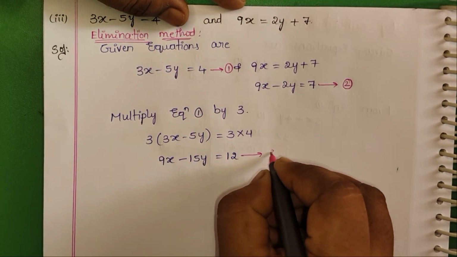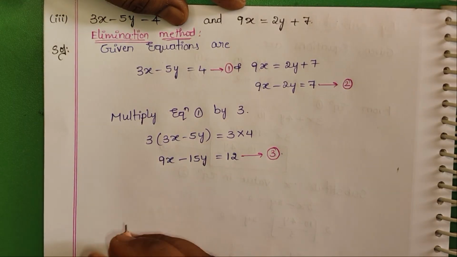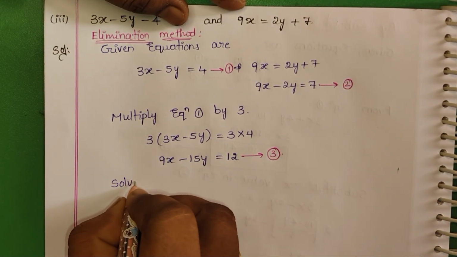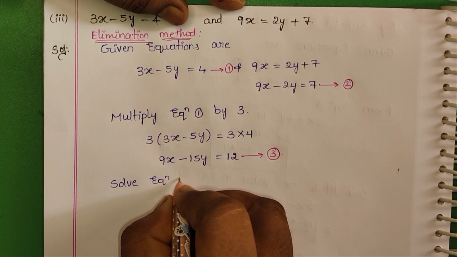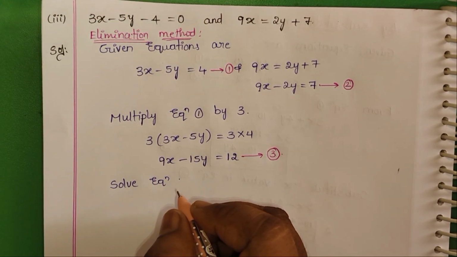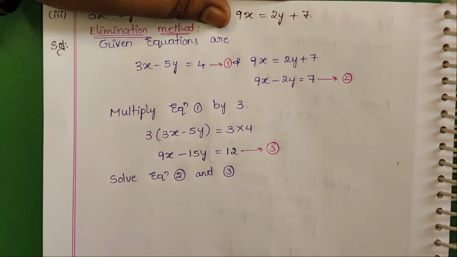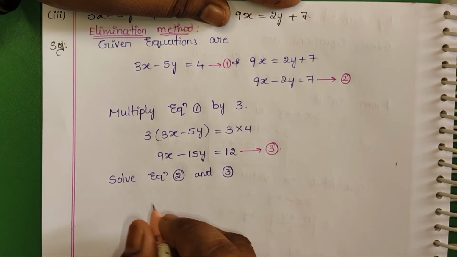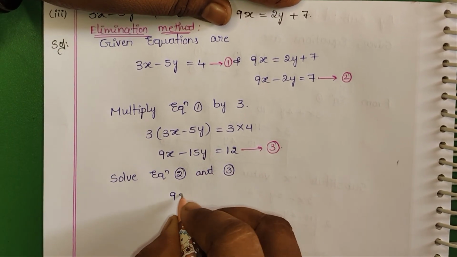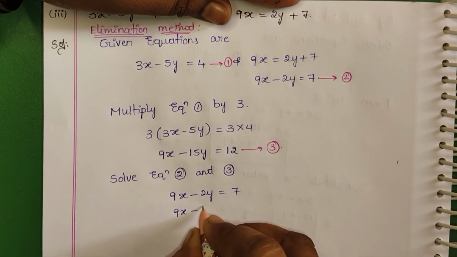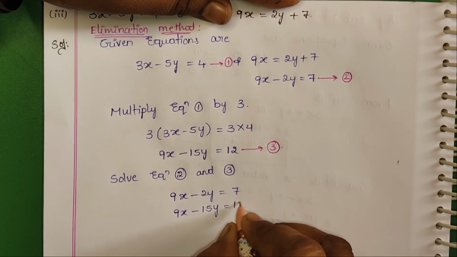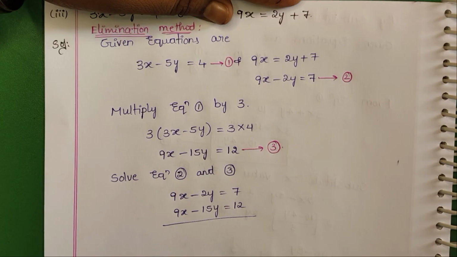Now we arrange the equations with the x variable first, then the y variable, and the constant term on the right side. So 3x minus 5y equals 4. This is equation number 1. And 9x equals 2y plus 7 can be written as 9x plus 2y on the right side transposed to the left side, then plus 2y becomes minus 2y, equals 7. This is equation number 2.